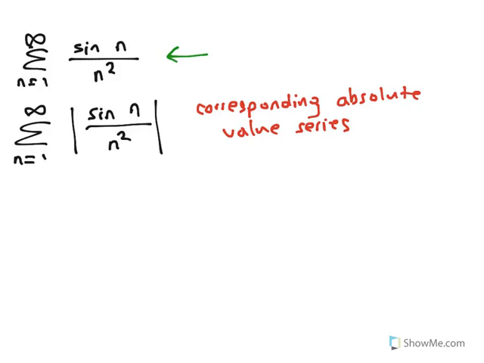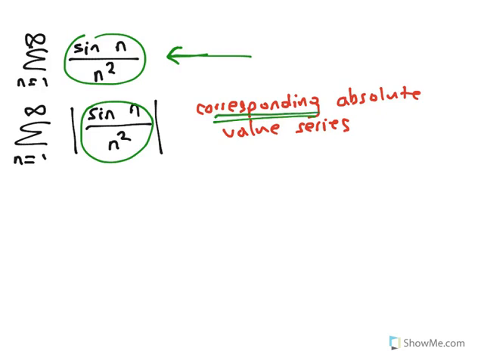So here we have the series that we were just considering, and look at the one that I'm writing underneath that. All I'm doing is I'm considering the series whose terms are absolute values of the terms from our first series. So we call this the corresponding absolute value series because it has the same rule as the one that we began with, but we're considering absolute values of the terms from our first series. So we call this the corresponding absolute value series.